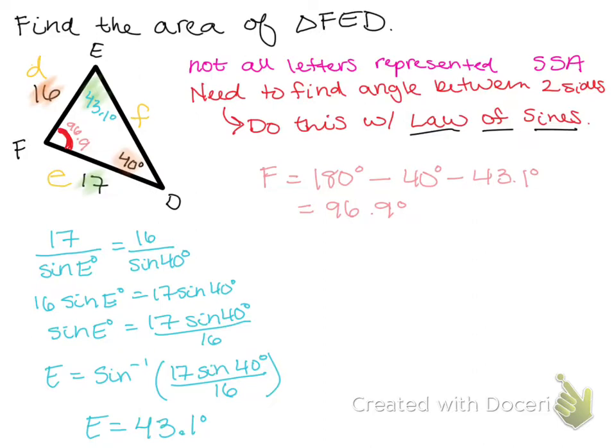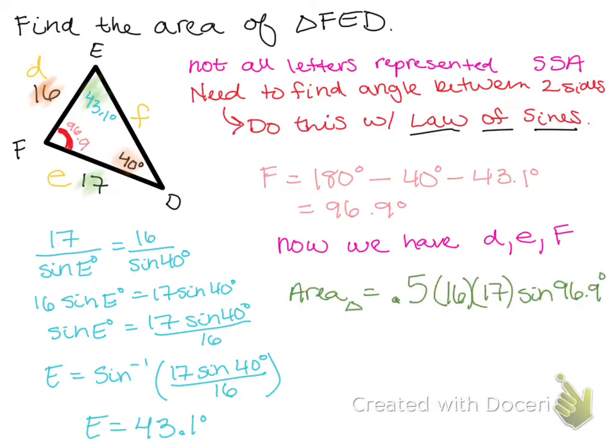Again, if you want to, change your DEF to ABC. It's not necessary. Just remember the formula is 0.5 times your two sides times sine of the angle between them. So 0.5 times 16 times 17 times sine of 96.9. Put that in your calculator, you get 135.0.